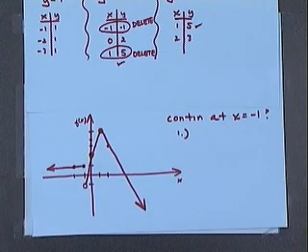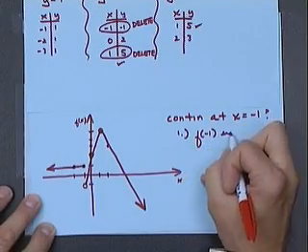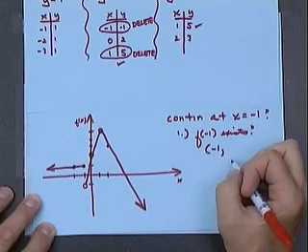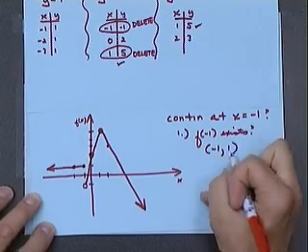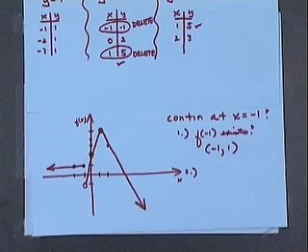First checkpoint for continuity. Is there a point plotted when x is -1? Yes. -1, 1? Yeah. So, at least as far as that test is concerned, it appears to be continuous. We know better.